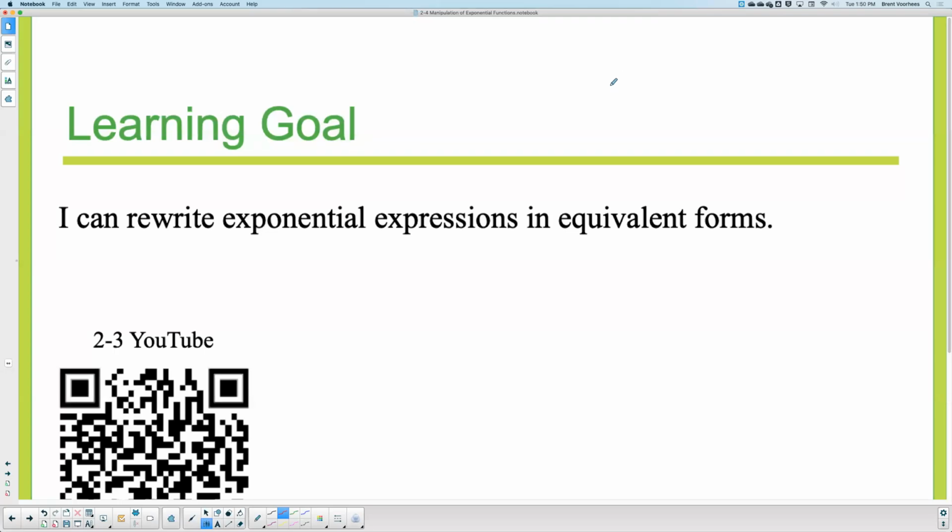All right, let's take a look at lessons 2.3 and 2.4. Today, we're going to be focusing on rewriting exponential functions into equivalent forms, which just means we're going to be transforming exponential expressions. As a reminder, what makes something exponential is when you have some base raised to a power, and that power is where your independent variable would be.